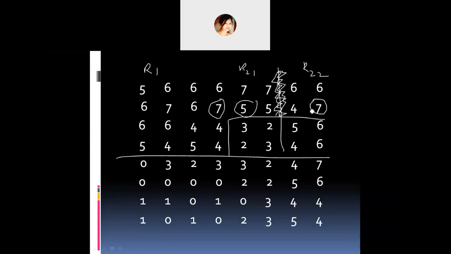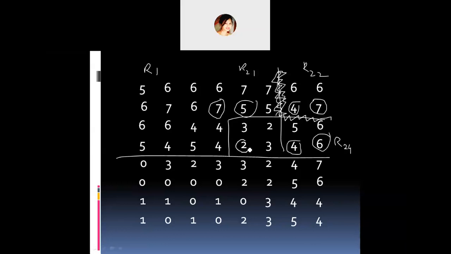Now let's consider these two. Suppose 7 is maximum, 4 is minimum. 7 minus 4, 3, yes. Then again check 6 and from here 4. So 6 minus 4 is 2, right? So these two regions, that is R22 and R24, suppose, can also be merged. So this line will vanish.